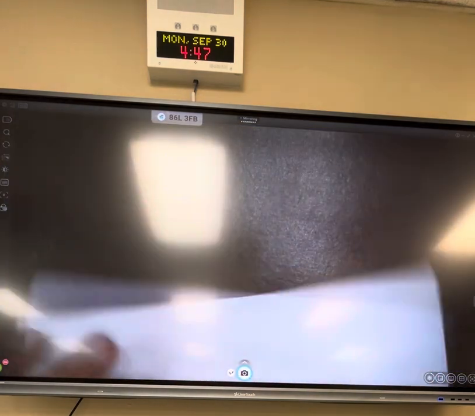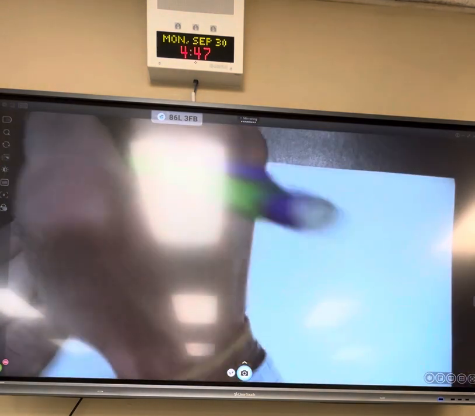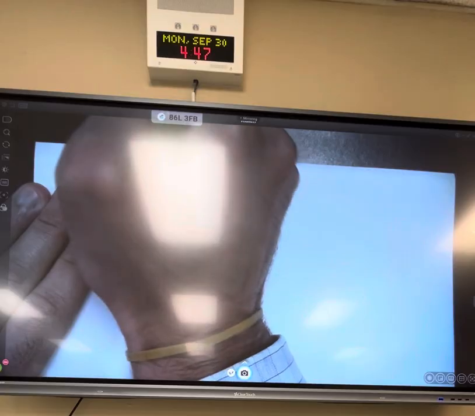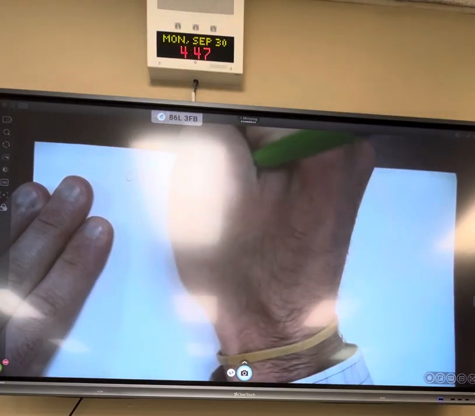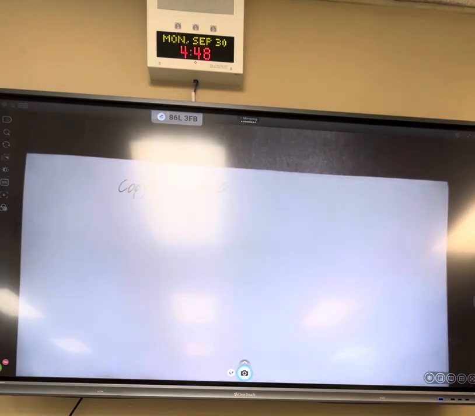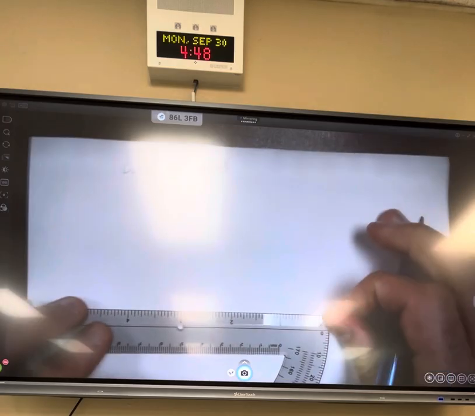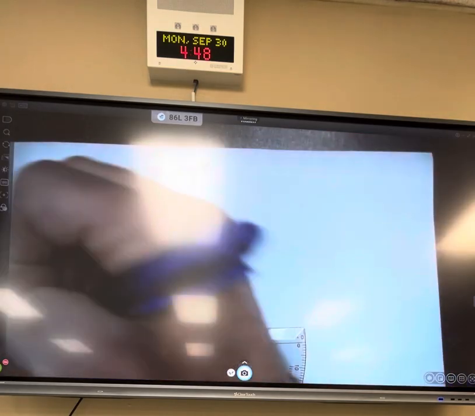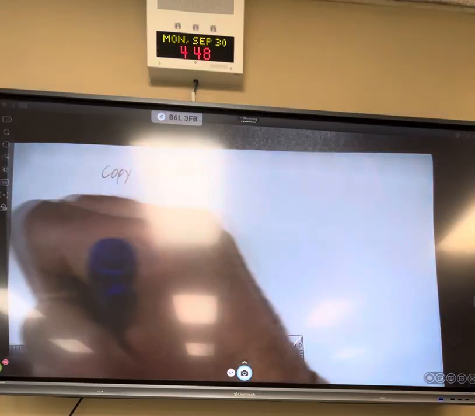We're going to copy an angle. In order to copy an angle, we need to first have a reference, right? A reference angle. So let's just make any angle. It doesn't matter how it looks. You guys can do whatever you want. It doesn't matter.